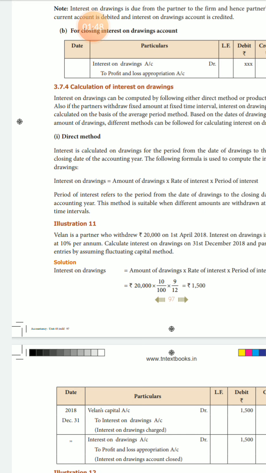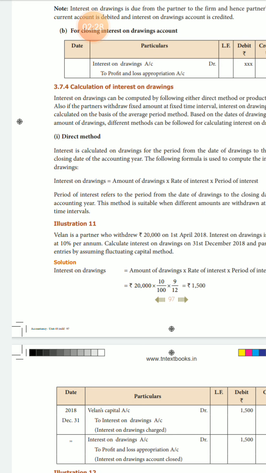Listen students, first read the question: on which day the account is opened and on which day it is closed. In the direct method, the last date is the closing date of the accounting year. If the account is closed on 31st December, then automatically the opening is on January 1st. If the account is closed on March 31st, then automatically April 1st is the opening of the year.